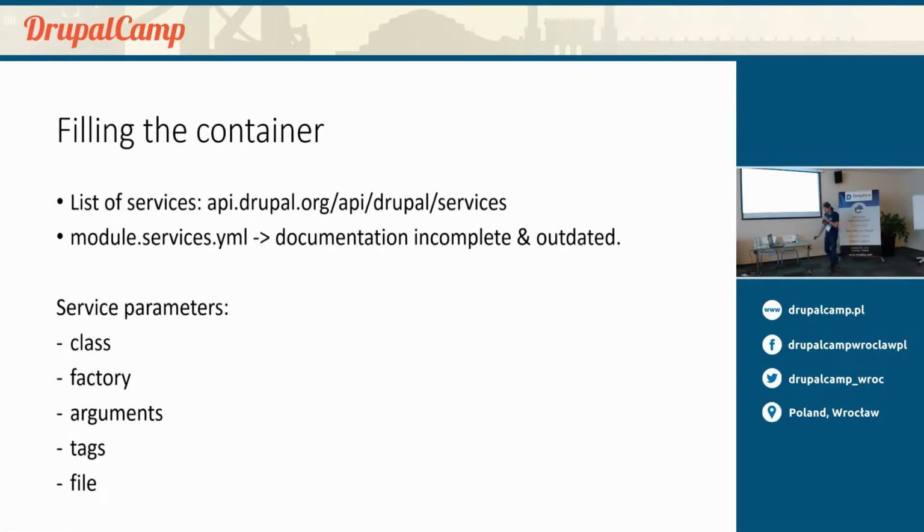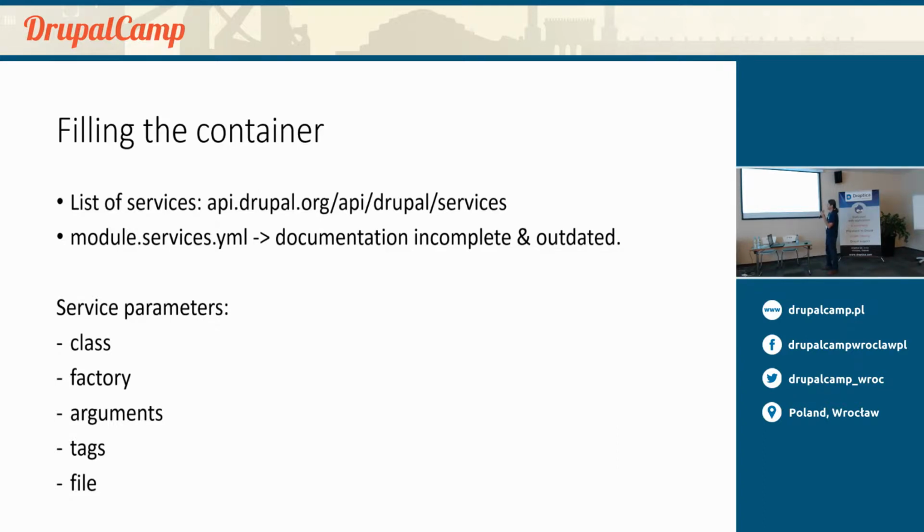Now, how to fill the container? There are a lot of services that are already part of Drupal core, and those services can be found under this URL. It's a very useful list. You can check all the services there. There is some documentation on the services YAML file, how it should be written, but I find it highly outdated. It's actually a bit different.